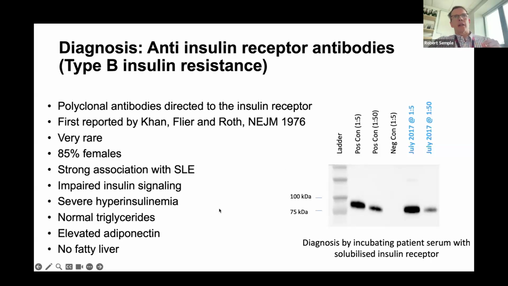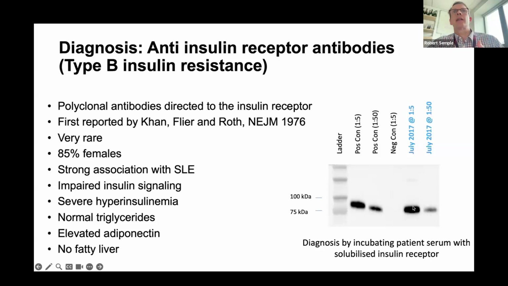And the definitive diagnosis is made, for those who are interested in these things, by a sort of immunoprecipitation experiment, except in this case, it's the patient's plasma, which is used as the source of the antibodies. It's incubated with an artificial preparation containing lots of insulin receptor. It's washed overnight, and then the Western blot is done the next day to see if any receptor has been pulled down by the patient's plasma.